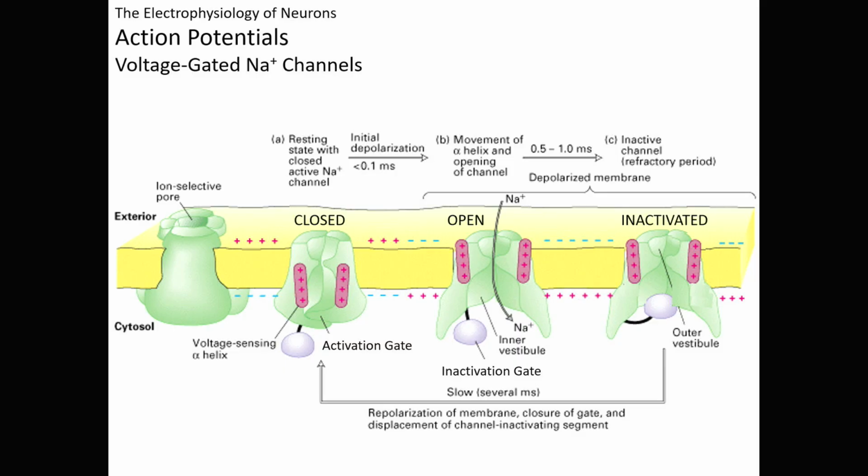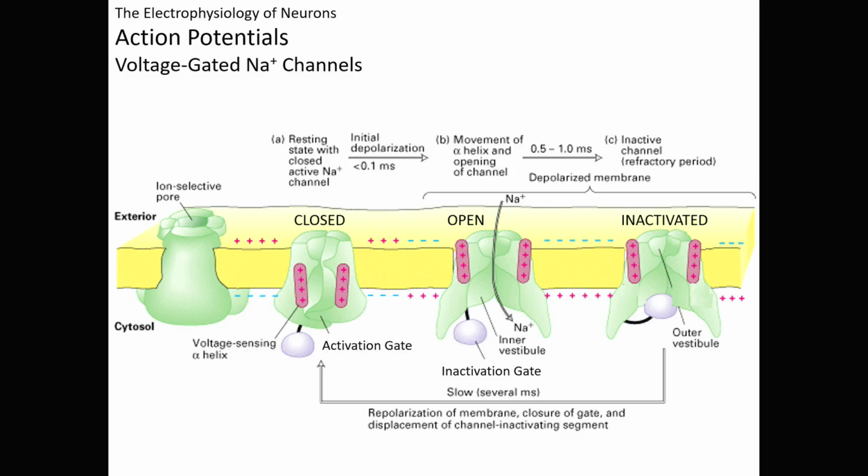As long as those helices are pulled inward like this, they will cause the activation gate to be closed. They control the activation gate. So we're below the threshold potential, at resting potential, let's say. It's negative on the inside. These positively charged helices are attracted to those negative charges, so they're shifted in the inward or cytosolic direction, and that's causing the activation gates to be closed, so no ions can pass through this channel at this time.